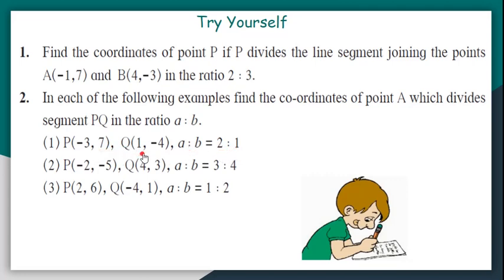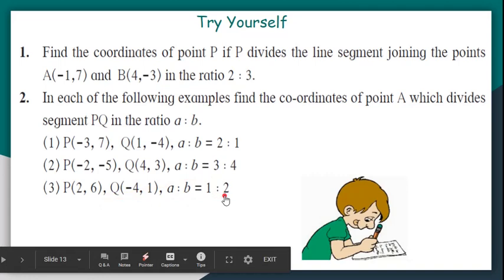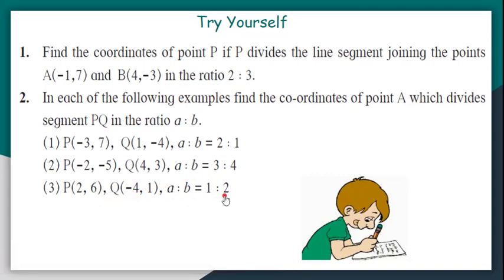These two points are given, this ratio is given, the point in between is A, you have to find the coordinates of A. Again PQ is given, ratio is given, you have to find A in between which divides in this ratio. Again PQ is given, another ratio is given. So all these are direct formulas only which you have to put and substitute the values to get the answer.